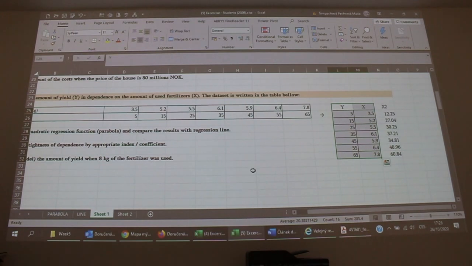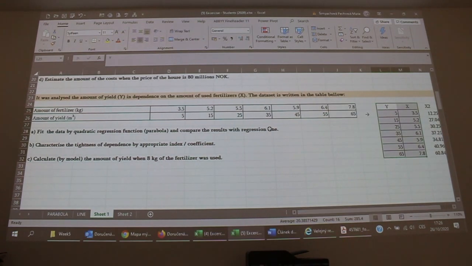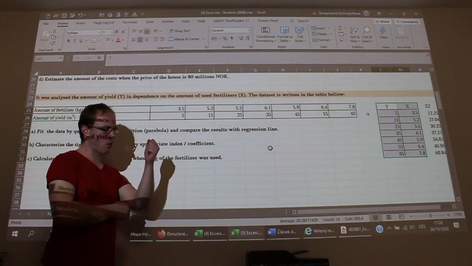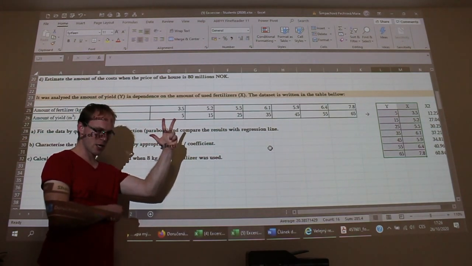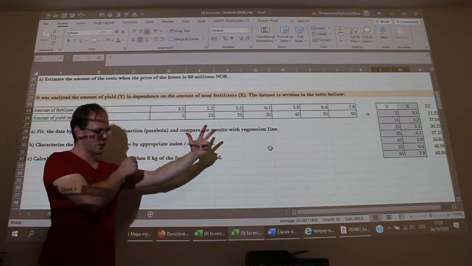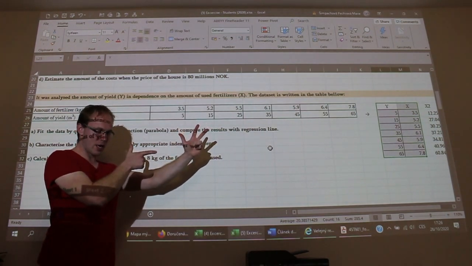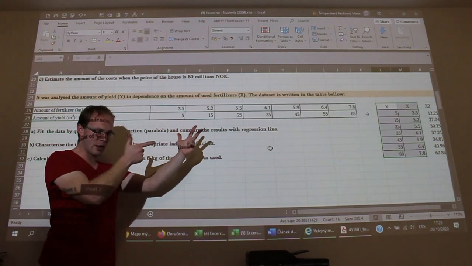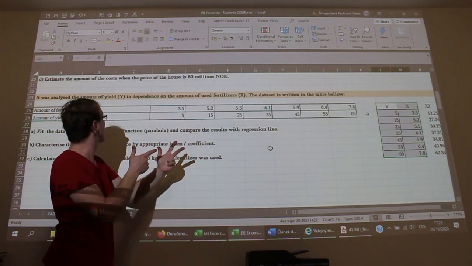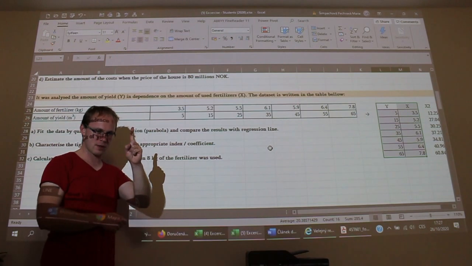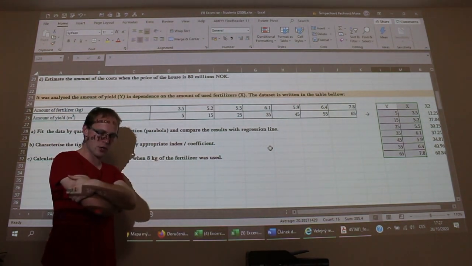I must compare the line and the parabola. How can you compare two models? The parabola uses three b's, three coefficients. The line uses two coefficients. Mr. Hellman said to you that different models, which model the same amount of yield, you can compare by adjusted R squared, the adjusted version of the coefficient of determination.